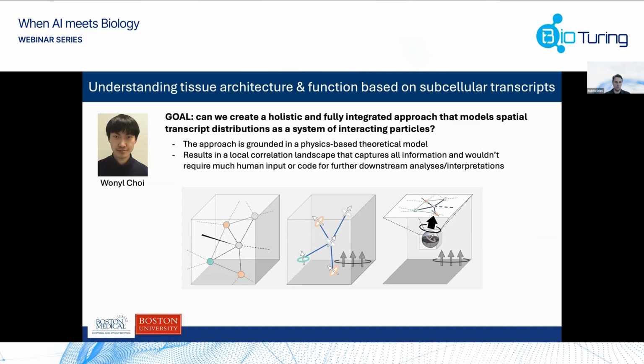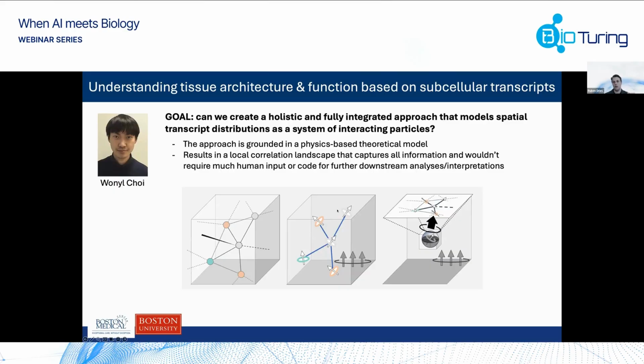One that models spatial transcript distributions more as a system of interacting particles. So this approach is grounded in a physics-based theoretical model, and what it basically results in is a local correlation landscape. The approach he takes is you have all these individual transcripts. These nodes are transcripts, and he measures them as a system of interacting particles, basically creating a local correlation landscape.